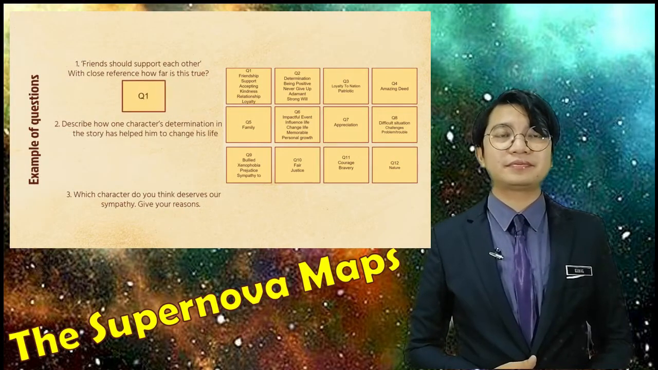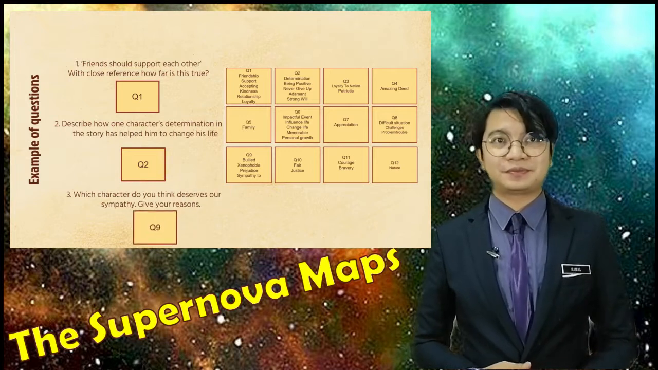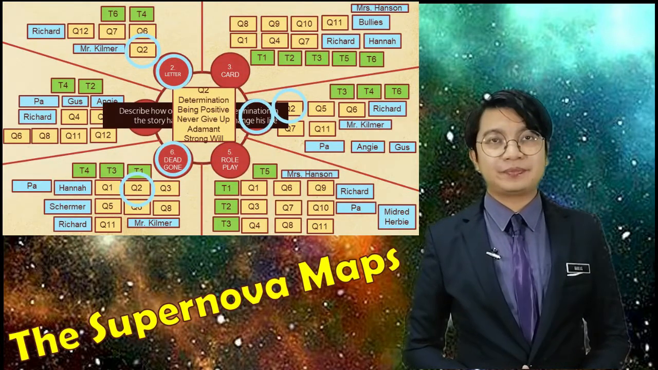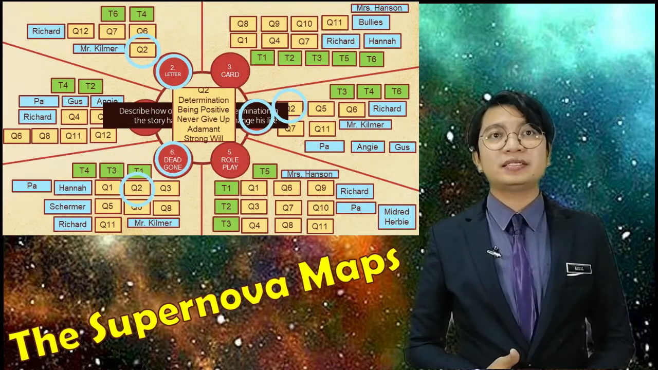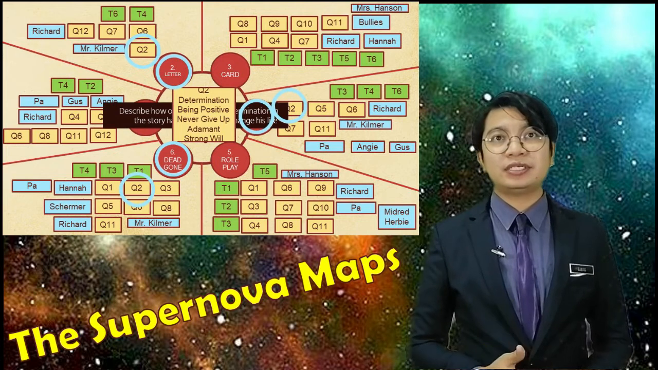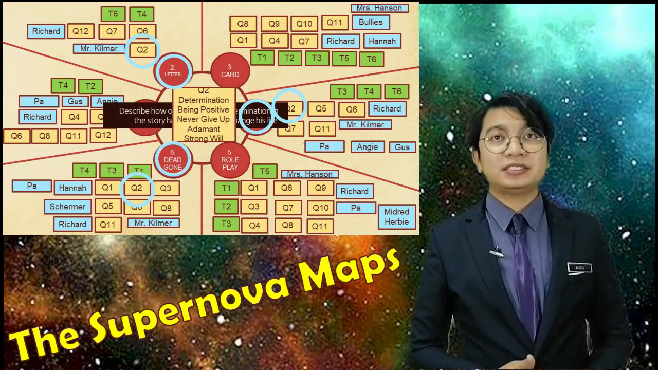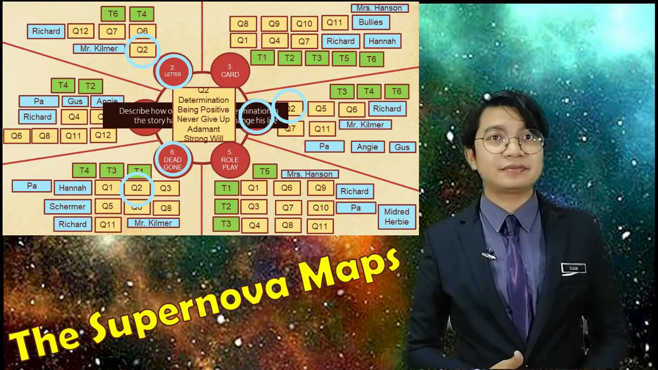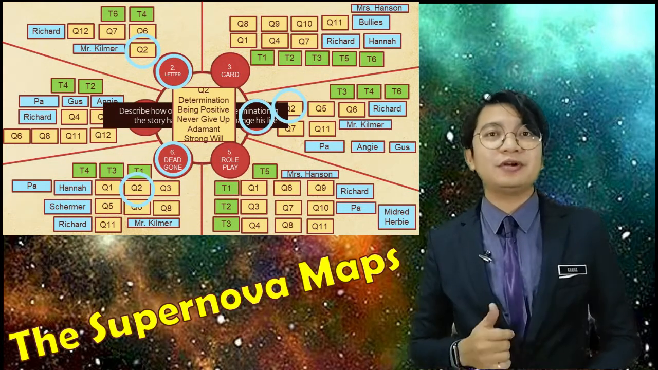Did you guess it right? If yes, good. If not, don't worry. Now, we are looking again at the Supernova Map. So based on the question, describe how one character's determination in the story has helped him to change his life. Which cue does it reflect? If you say Q2, you are right.